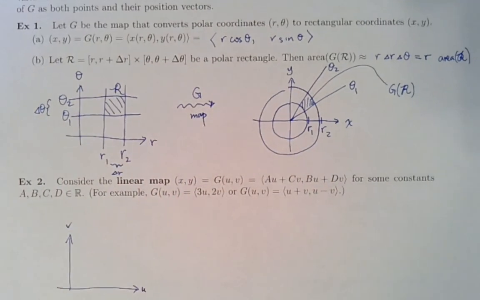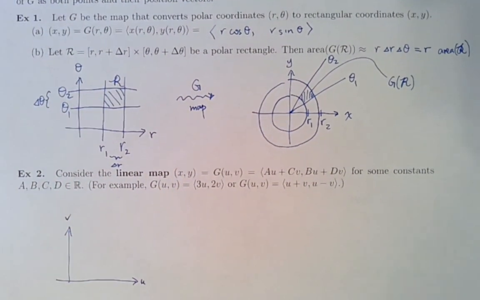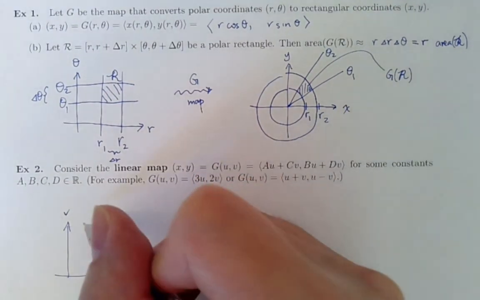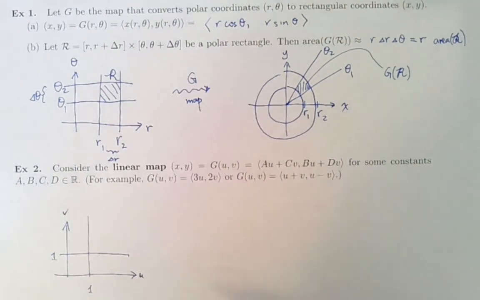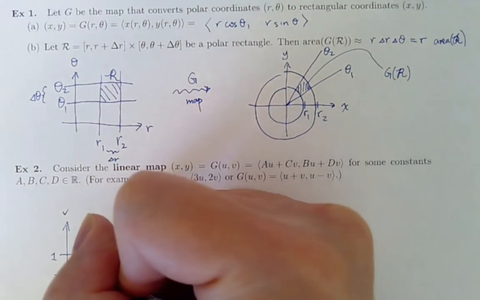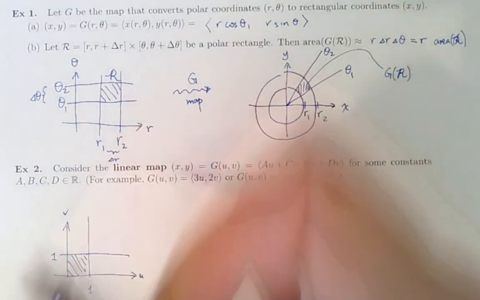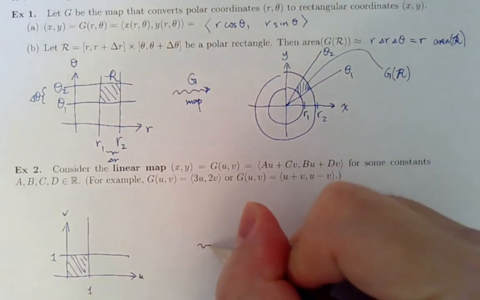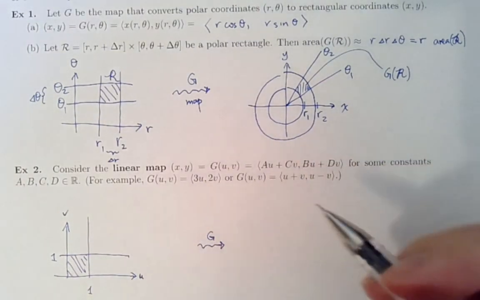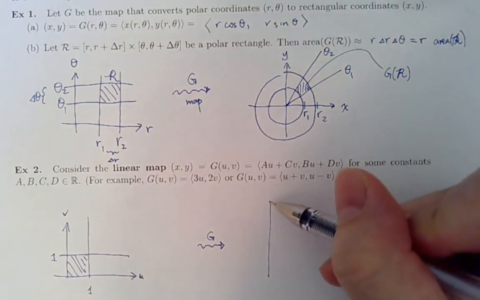That's in our UV plane. Then let me draw the line 1 in both of these cases. And then I will shade this. This is my unit square. What happens if we map this over using G to the XY plane?